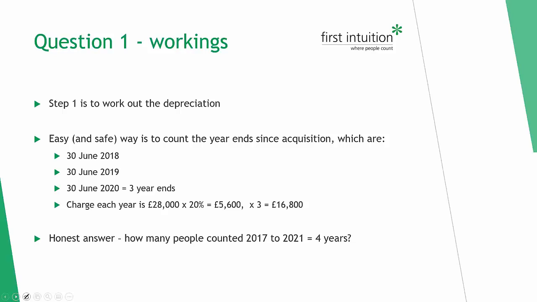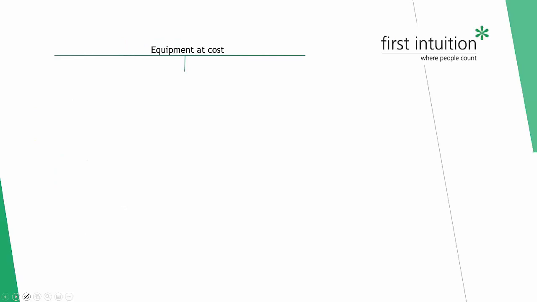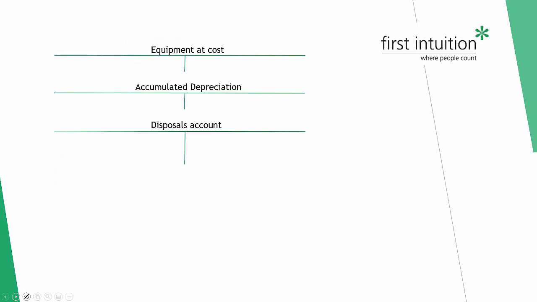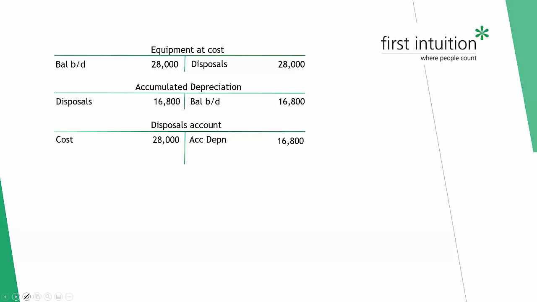So let's lay out some ledger accounts. Like we did before, I find if you put them one above the other, you can automatically see where the pairs of debit and credit are going to go. It's much, much clearer. We start with our equipment at cost of 28,000, which has been depreciated by 16,800. What are we going to do? We are going to move the equipment down to disposals, move the depreciation down to disposals.